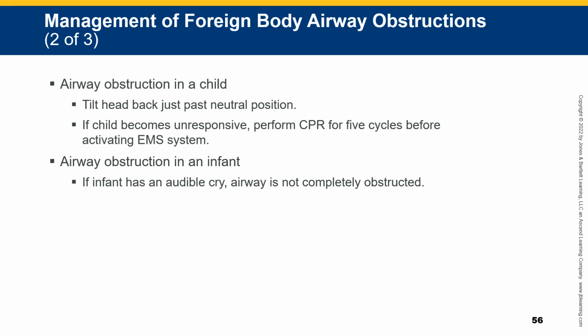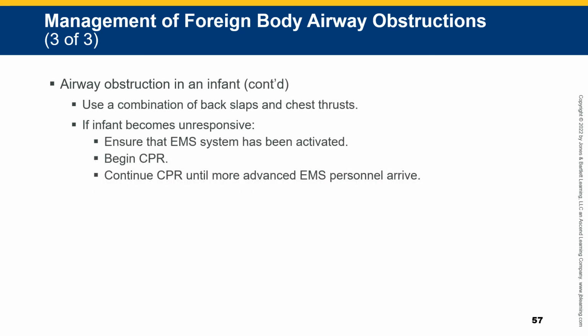If the airway obstruction is in an infant, their airway structures, again, are very small and are much more easily injured than those of an adult because they do not have the cartilage developed around their windpipe or airway. However, if an infant has an audible cry, then their airway is not completely obstructed. To clear an airway obstruction in an infant, you want to use a combination of back slaps and chest thrusts.